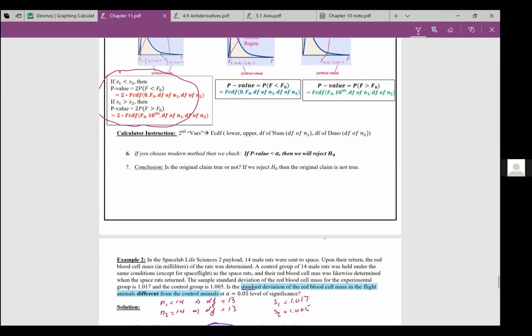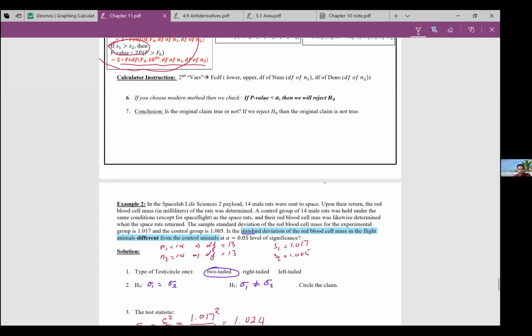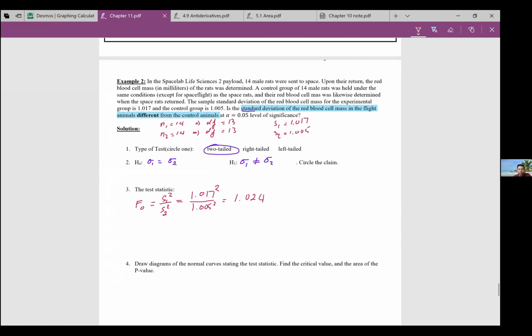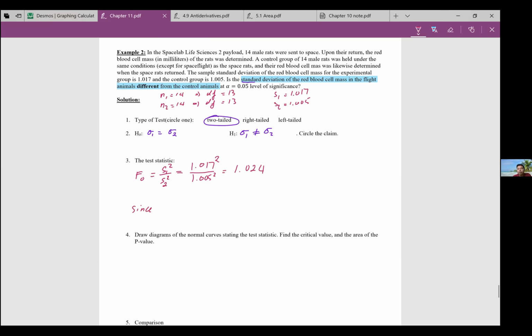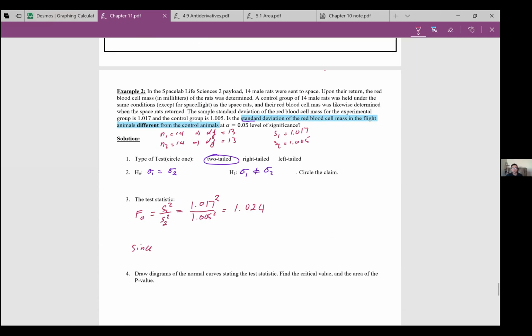Bigger, all right? So S1 is bigger than S2, so we have to go with this formula, right? So how do we determine which one is S1 and which one is S2? It's always going to go in the order of the claim. As in, why isn't the control group S1? No, control group is 0.05.